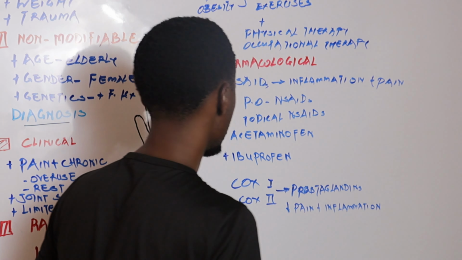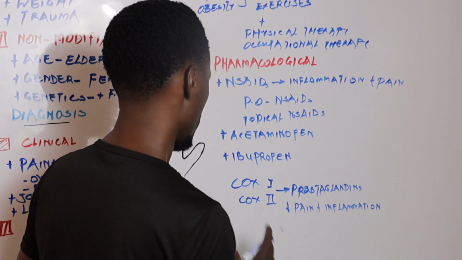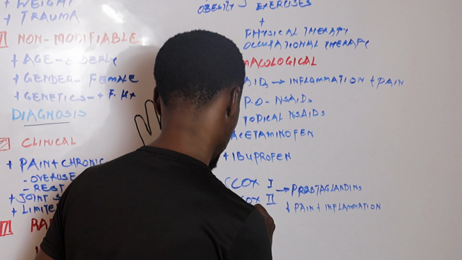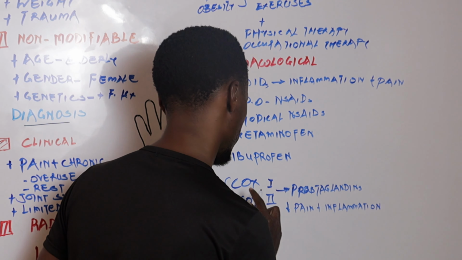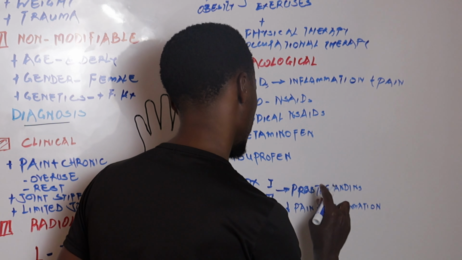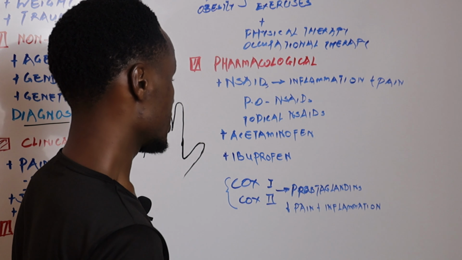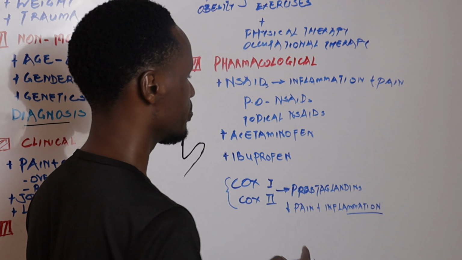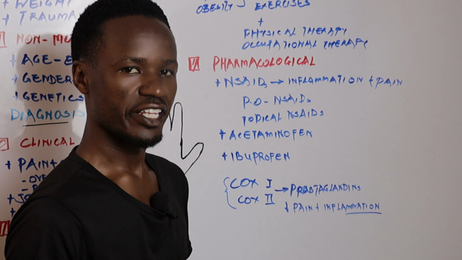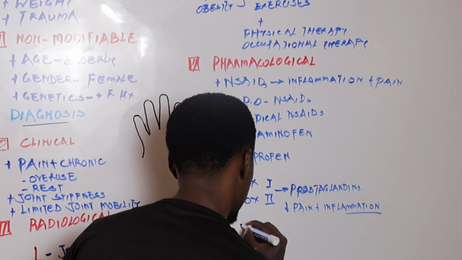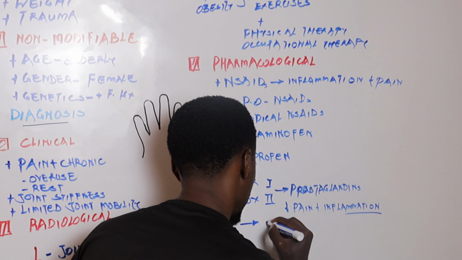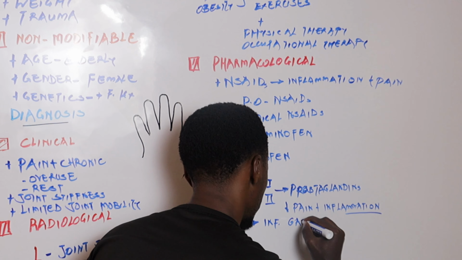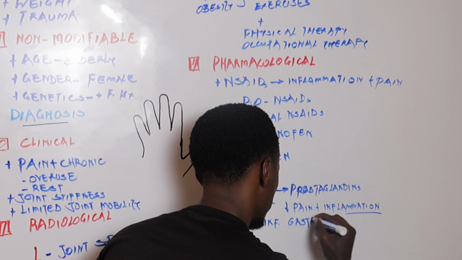And if long-term use of NSAIDs blocks the action of this COX, it means that the COX cannot synthesize prostaglandins, and thus inflammation will be there, and for peptic ulcer disease, this patient will have an increased risk of inflammation to the gastric mucosa. So watch out for that one.